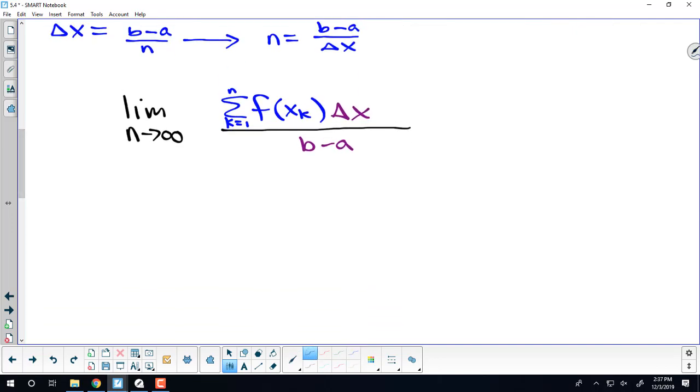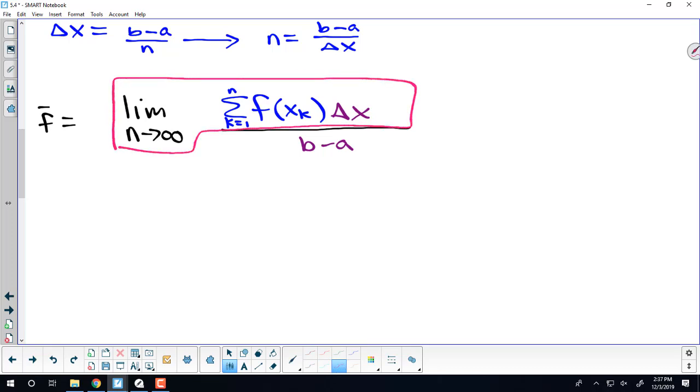So let's write this. It's still f bar, but all of that stuff is just this thing. Remember that the integral sign from a to b is our shorthand notation for the infinite sum. And then all of it is over b minus a. So we'll just take that constant out, 1 over b minus a times that. And that is our average value.